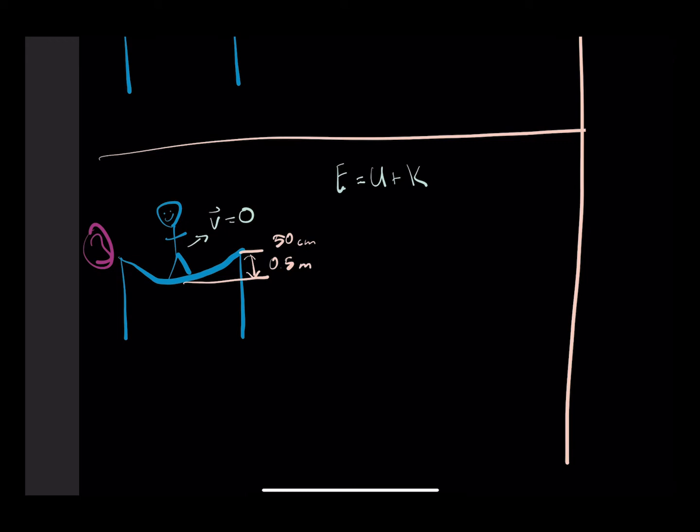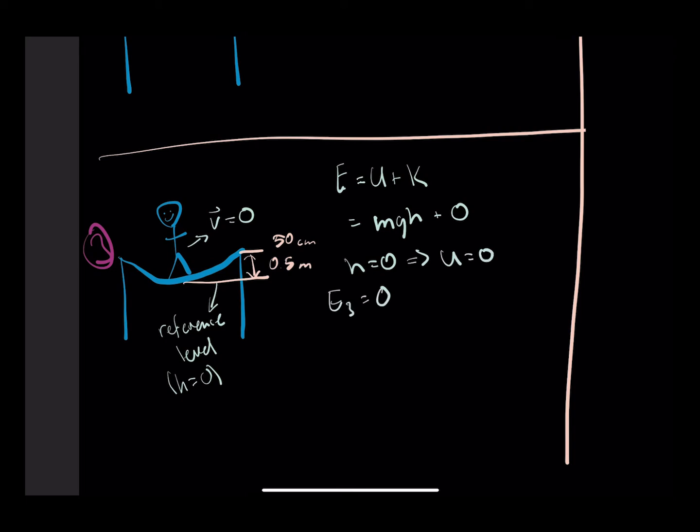Well, this is the lowest we ever go. So I'm going to set this line here as my reference level. That's my h equal to 0 line. So that means our K is equal to 0. And because h equals 0, U equals 0, and so our energy at this time 3 is also going to be 0 joules. So we have lost energy as we get to the bottom here.